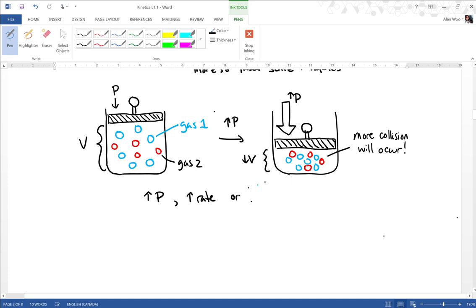Or you can look at it in terms of volume. If you decrease volume, you will also increase the rate. The opposite has to be true too. If you decrease pressure, you decrease rate. And again, from a volume perspective, if you increase the volume, you decrease the rate. So they're inversely proportional to each other.